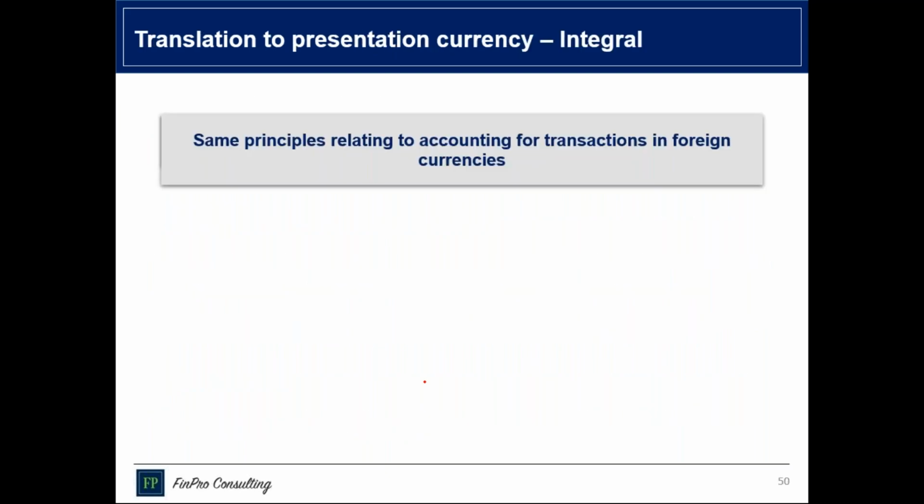Now, if you conclude that it is an integral operation, then we have to apply the same principles that we saw for accounting for transactions in foreign currencies. So all your P&L related balances will be converted at the transaction date or average exchange rate. For all the balance sheet items, you need to bifurcate into monetary items and non-monetary items. The exchange gain or loss will be recognized in your P&L subject to certain exemptions. So every accounting aspect which we discussed a few minutes back will be applicable for an integral operation.